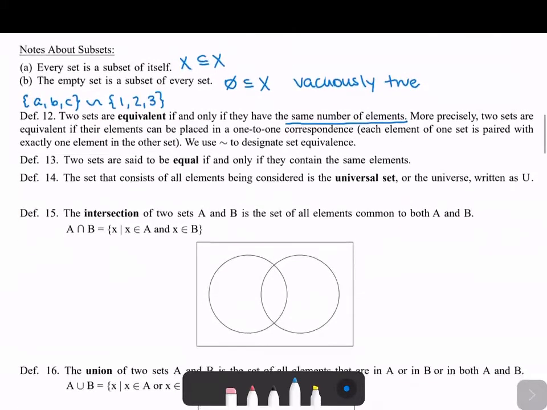So now two sets are equal if they have the exact same elements. So remember we talked about above that the difference between sets and sequences is that A, B, C is the exact same thing as C, B, A, right? They both have the letters A, B, and C, just in a different order, but because these are sets, the order doesn't matter. So that's the difference between being equivalent, which just means they have the same cardinality, and being equal, which means they have the same elements.